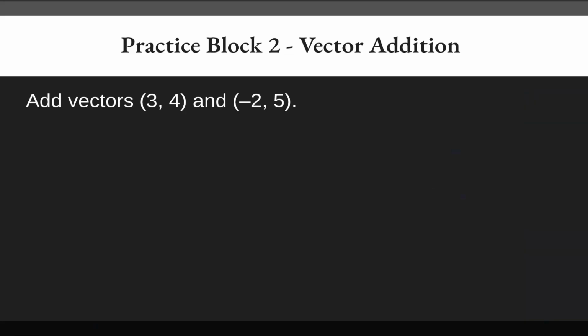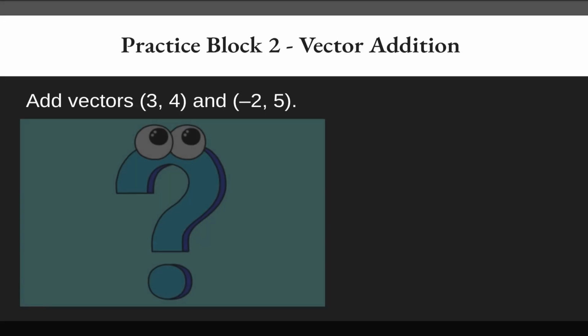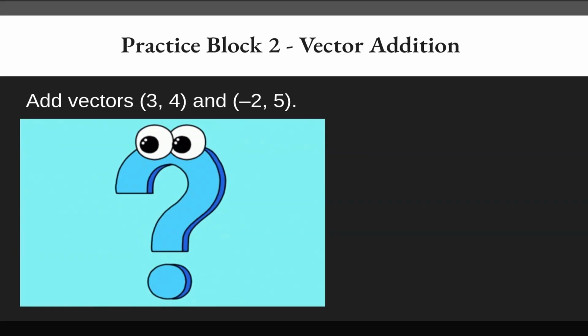Time for another challenge. Add the vectors (3, 4) and (-2, 5). This is pure component-wise addition. X with X, Y with Y. Let's see what happens when we combine motion in different directions. So yeah, you can pause the video if you want and take as much time as possible because I'm just about to bring the solution.